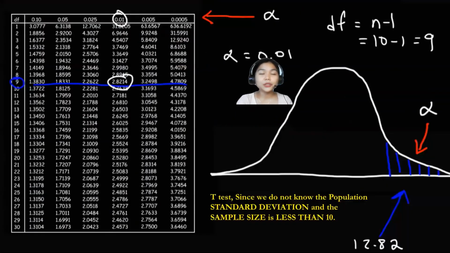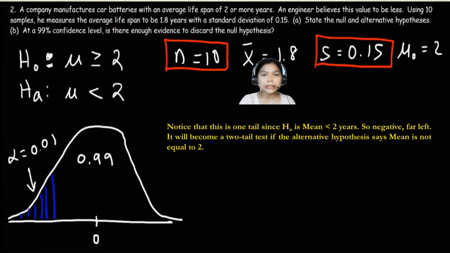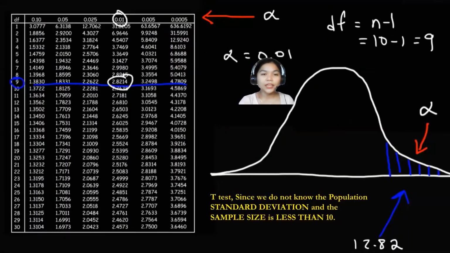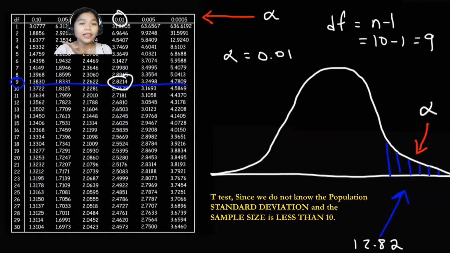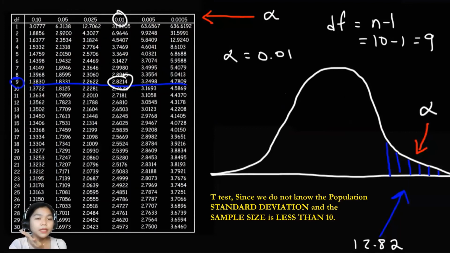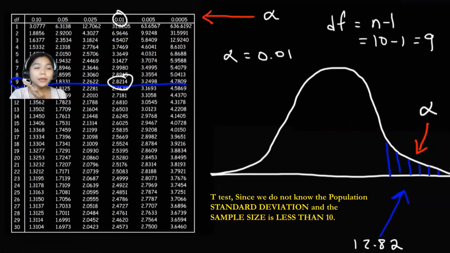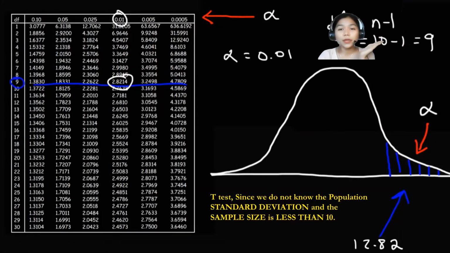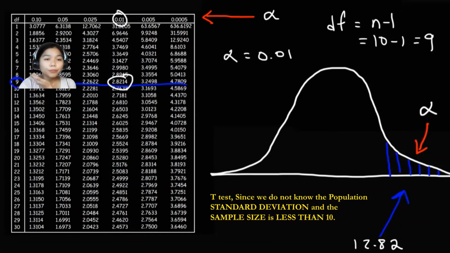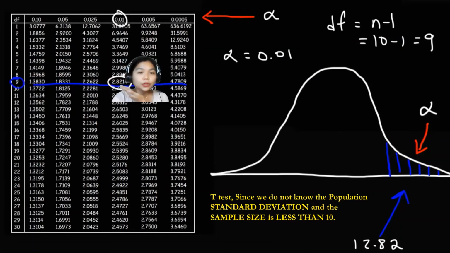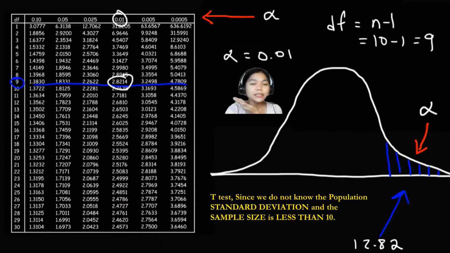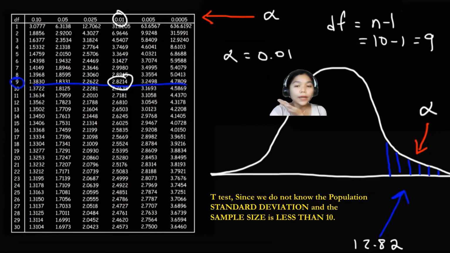So first, we need to get the value of t. It's 99%. So 1 minus 0.99 equals 0.01. So this is our alpha. And then this is the value. On the left side, this is the sample size minus 1, so this is the degrees of freedom. Our sample size is 10 minus 1, so 9. So 9 at 0.01 is equal to 2.8214. So this is our alpha at 0.01.